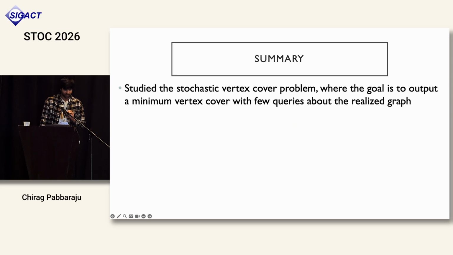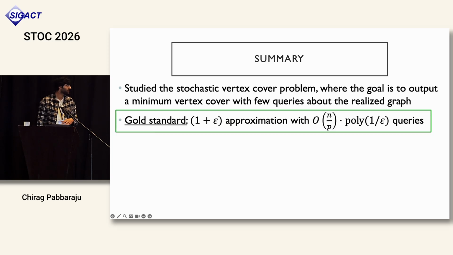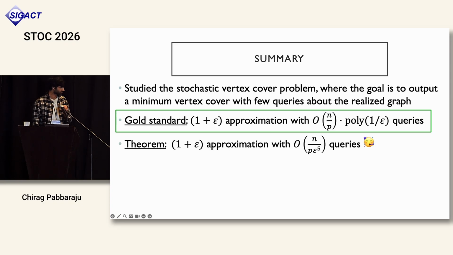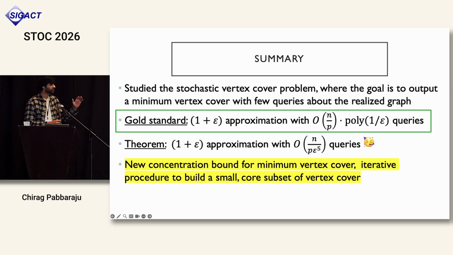But given the time, let me summarize what we did in this work. We studied the stochastic vertex cover problem. The goal is to output a minimum vertex cover of a stochastically realized graph. The gold standard for this problem prior to our work was to obtain a 1 plus epsilon factor approximation using only n over p many queries, and we solved this problem. I told you one of the key ideas in the paper of finding this nice core subset of vertices, but we also give a self-contained concentration bound for the minimum vertex cover of a graph that's realized in this manner.